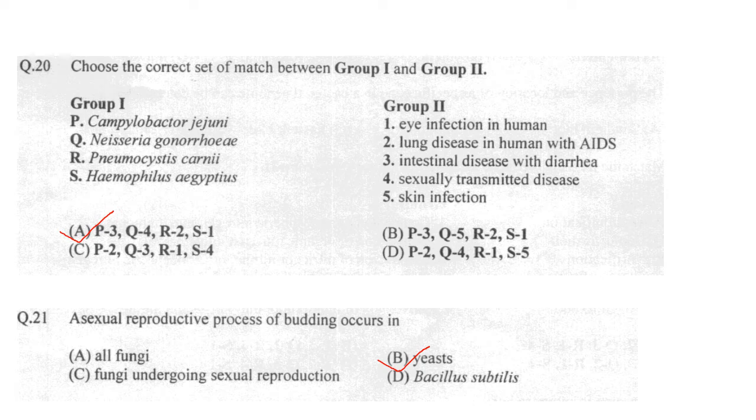Next one. Asexual reproductive process of budding occurs in all fungi. No, it doesn't occur in all the fungi. Yeast, yes, that is correct. Budding is usually seen in yeast. Then next one, fungi undergoing sexual reproduction. No, this is an asexual method of reproduction, budding. Bacillus subtilis. No, it doesn't undergo budding. So option is B, yeast.